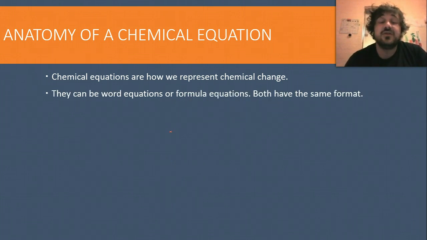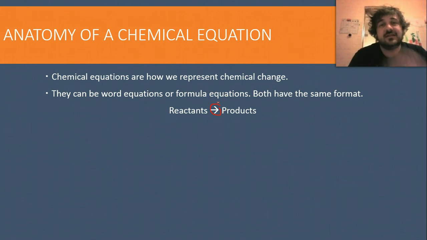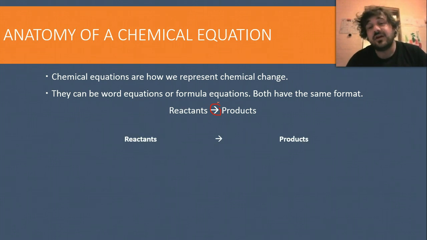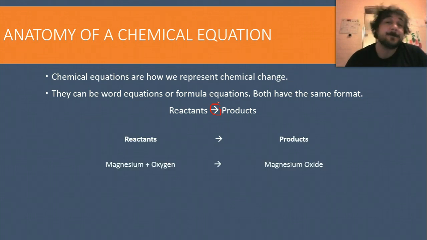Alright, so you can do word equations or formula equations. They've both got the same format, and that is essentially reactants on the left, products on the right. This little arrow means goes to, so the reactants go to the products. It's never an equals. It's not this thing equals that. It's this goes into that. So reactants to products.